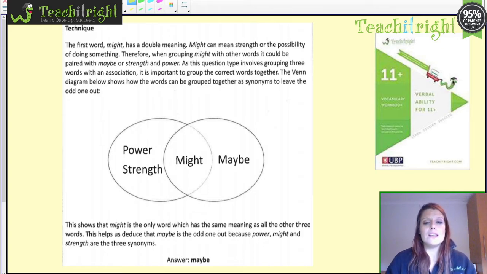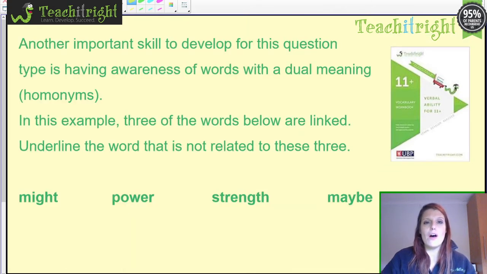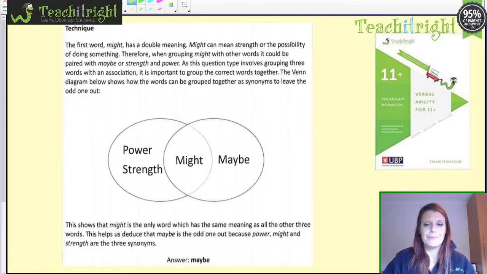So might has the same meaning as all the other three words. Therefore, maybe is the odd one out because power, might, and strength are synonyms of each other. So although might can mean maybe, in this case, it's a synonym of power and strength, and therefore those three words are grouped together.